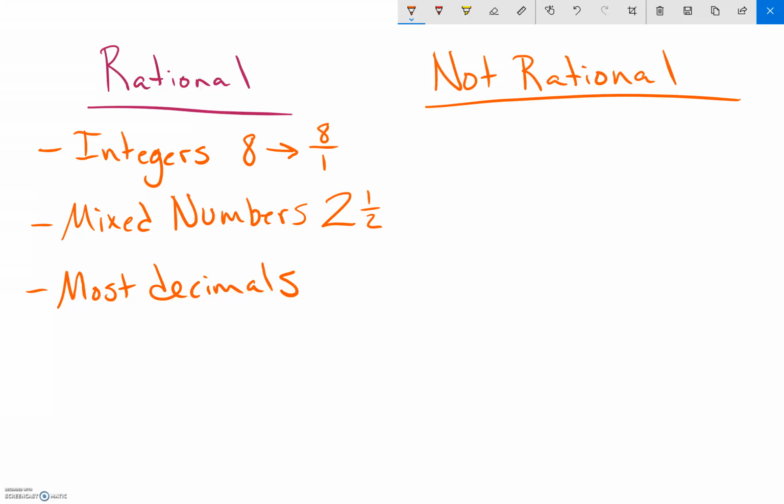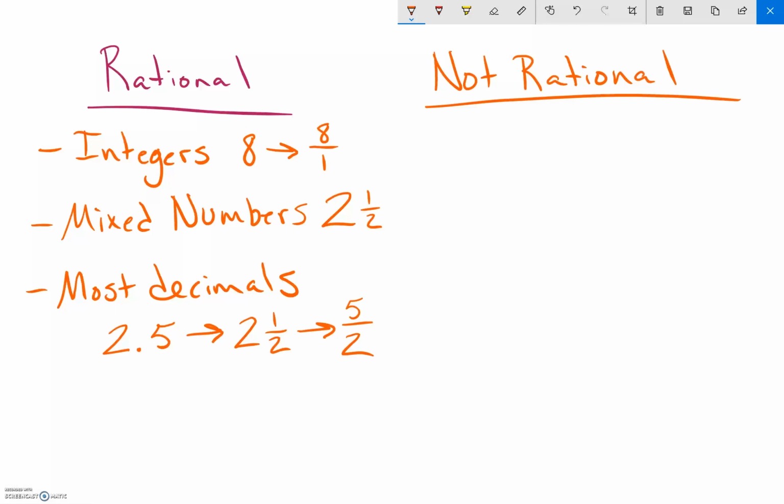And then most decimals, so maybe if we did something like, let's use 2.5 again. How do you write that as a fraction? Lots of ways to do it. You could put it just as 2.5. We could take that 2.5 and write it as an improper fraction, and it would be 5 over 2, same value. So again, rational numbers are just numbers that you can write as a fraction, and most numbers that we deal with in 7th grade math are rational.